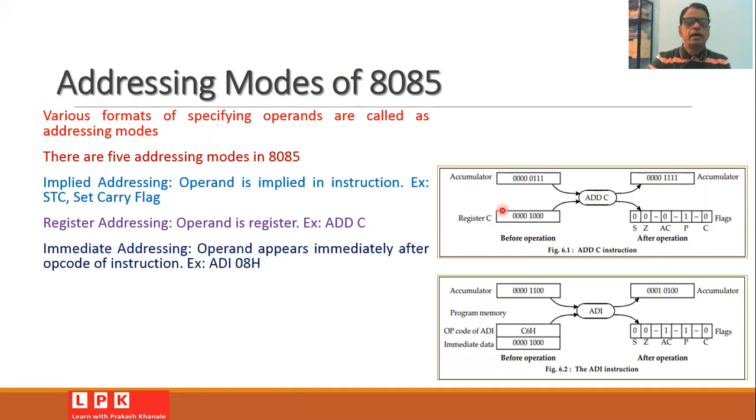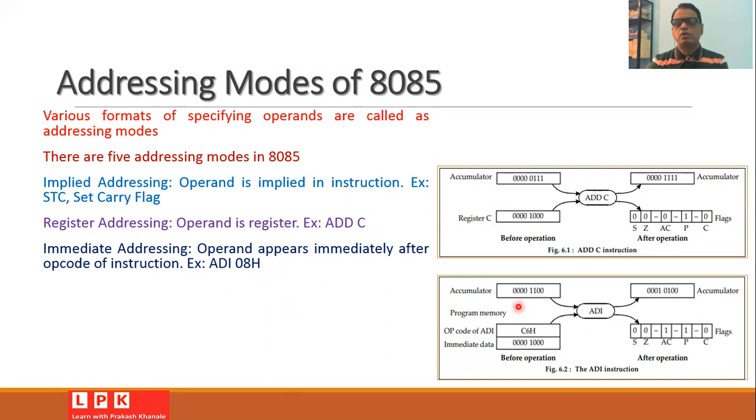There is another addressing mode, and this is called immediate addressing, where the operand appears immediately after the opcode of the instruction. Say for example, when we write the instruction such as ADI 08H, this instruction represents add immediate. So the data is mentioned in the instruction itself. In such a case, the data will be directly added into the accumulator as far as this instruction is concerned.